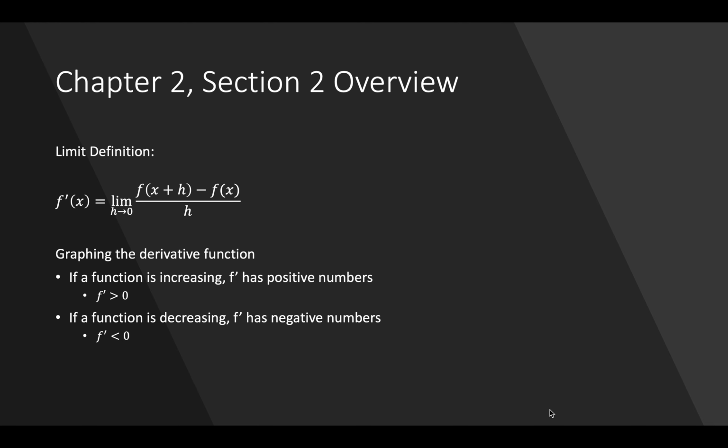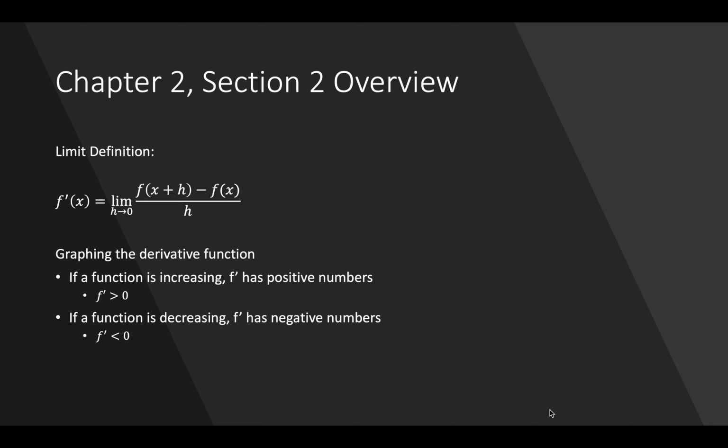So just a quick overview of what was covered in 2.2. The limit definition was used to find the limits of functions. So f prime of x equals the limit as h goes to 0 of f of x plus h minus f of x over h. And that limit definition will come in handy for our problem.